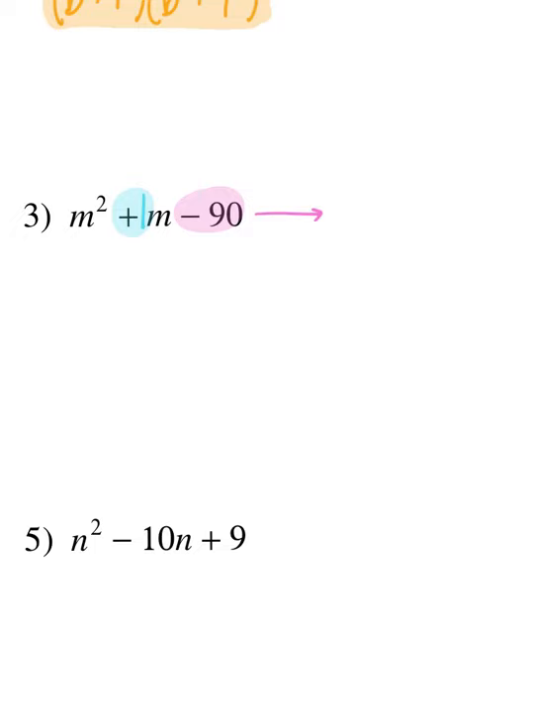All right, so this is going to be a little bit longer. So we have negative 1 times 90, negative 2 times 45, negative 3 times 30, negative 6 times 15. Oops, I forgot 5.